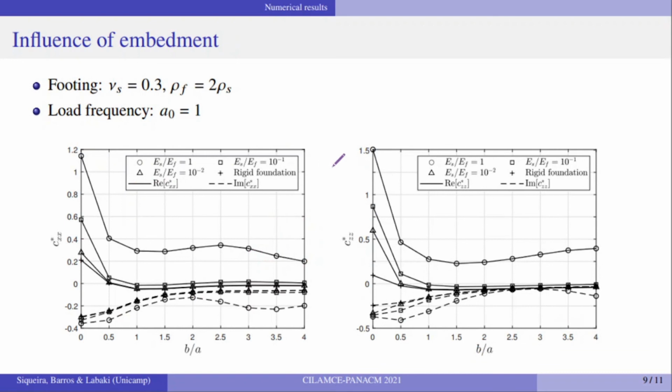This figure shows the effect of the depth of embedment of the footing on its dynamic behavior, for different values of stiffness ratio. This example considers a footing with twice the mass density of the soil, and applied load with normalized frequency 1. Notice that, as the embedment ratio increases, the amplitude of the foundation's dynamic response drastically decreases, especially for stiffer foundations. For values of embedment ratio larger than 1, the influence of the depth of embedment of the footing on its dynamic response becomes negligible.